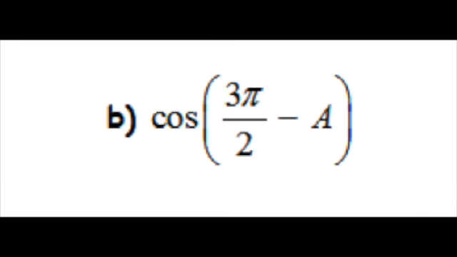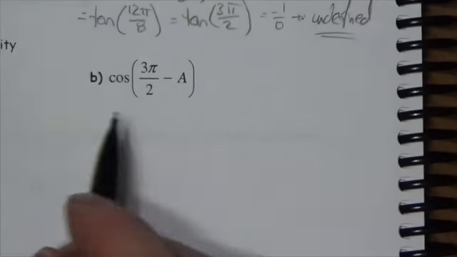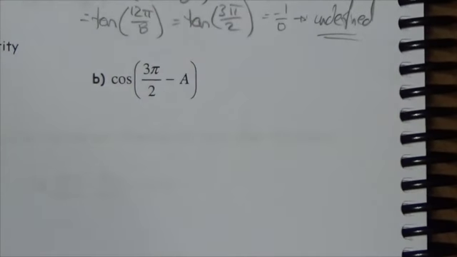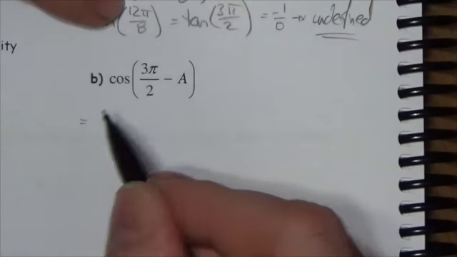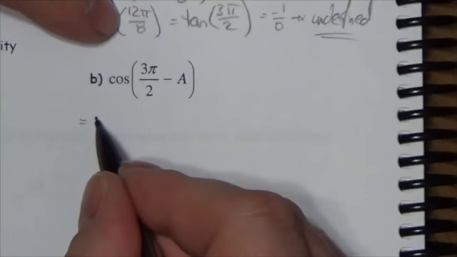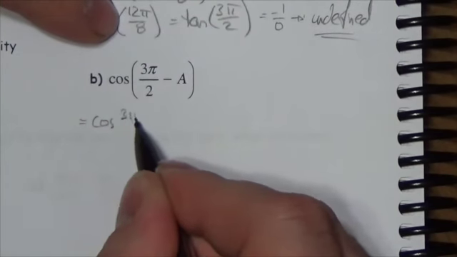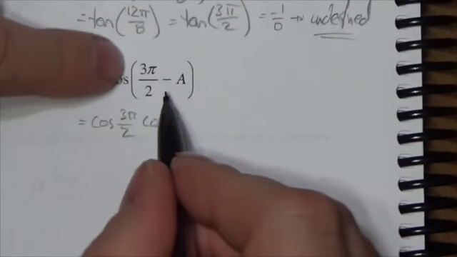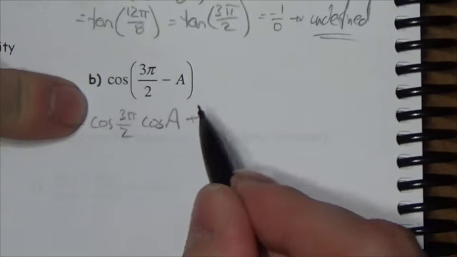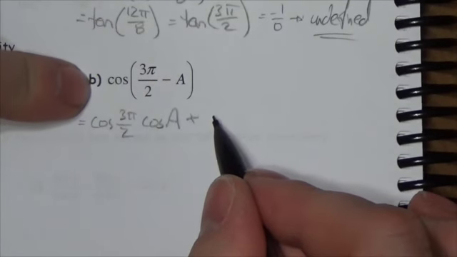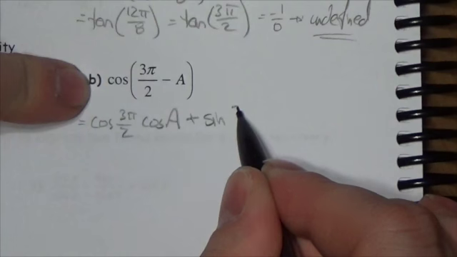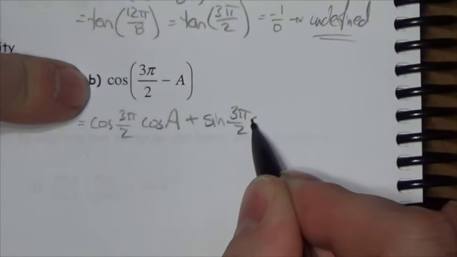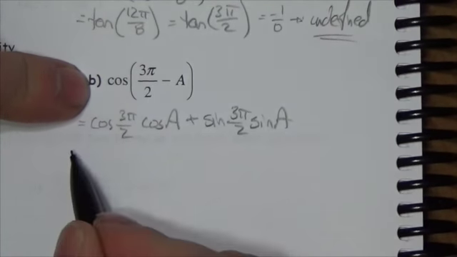The cosine of 3 pi over 2 minus a. All right, really similar sort of question to the one that we just did, except this one's in radians, and we're looking at cosine. Remember how cosine works. This is going to be the cos of the first angle times the cos of the second angle, and then cosine does not maintain that operation, so this is going to become addition. So plus the sine of 3 pi over 2 times the sine of a.